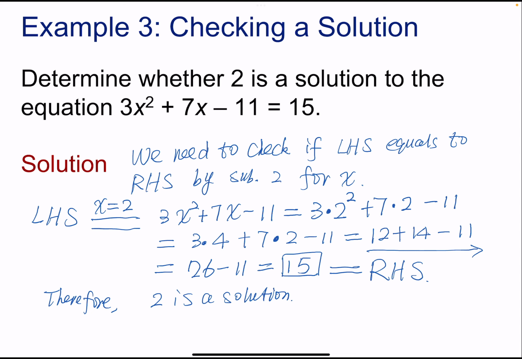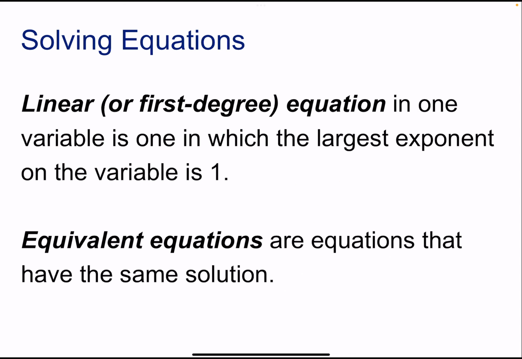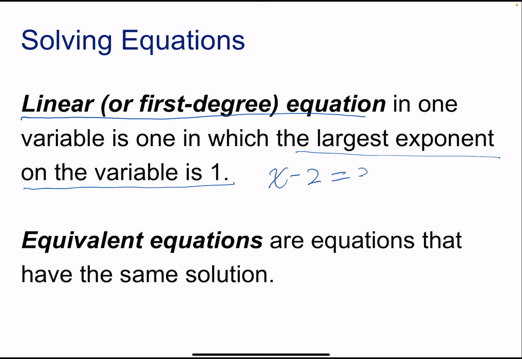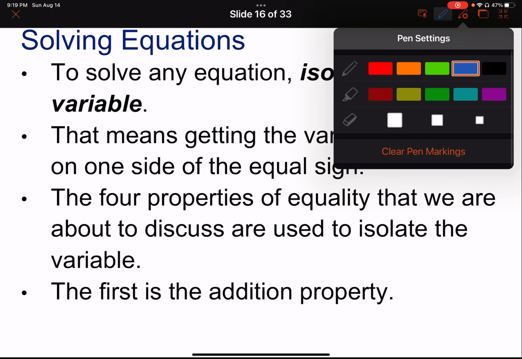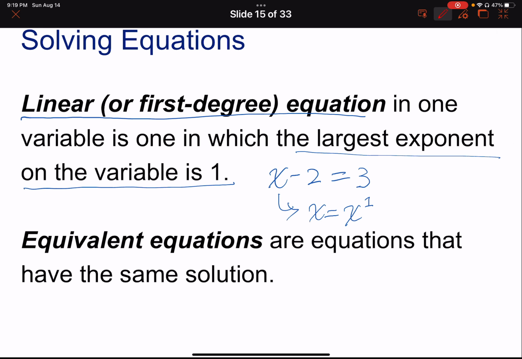Of course, here we talk about a solution to this equation, right? So a linear equation just means that the largest exponent of the variable is 1. So for example, x minus 2 equals 3. So x is actually equal to x raised to the first power. So the 1, that's the exponent, right?